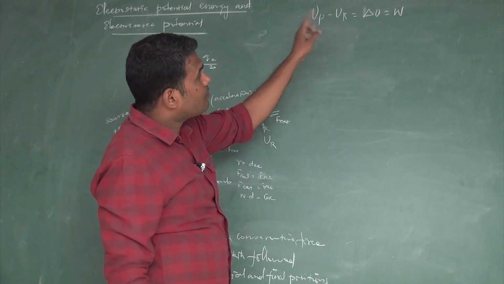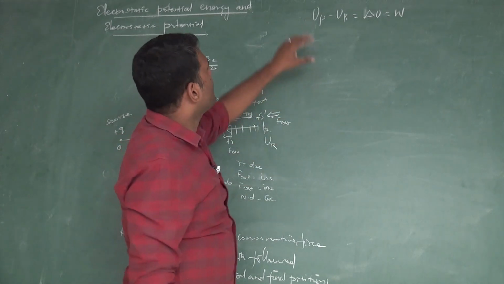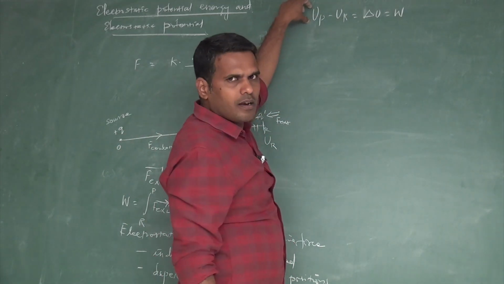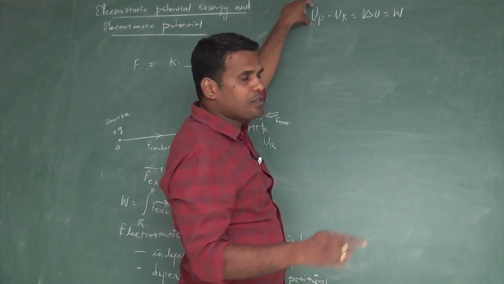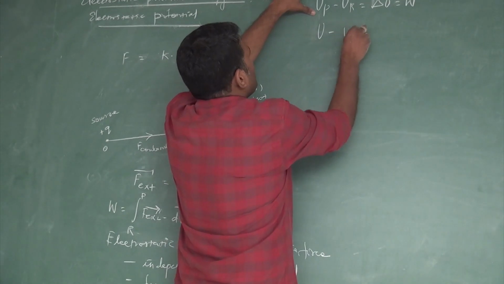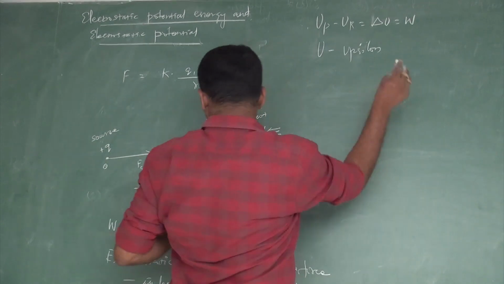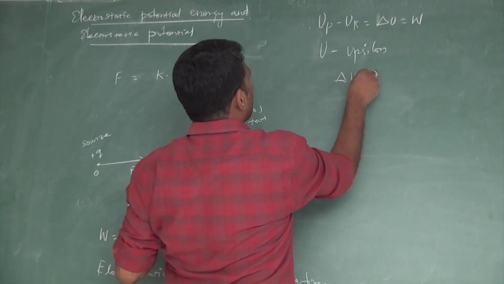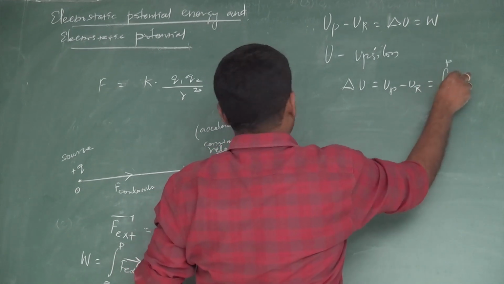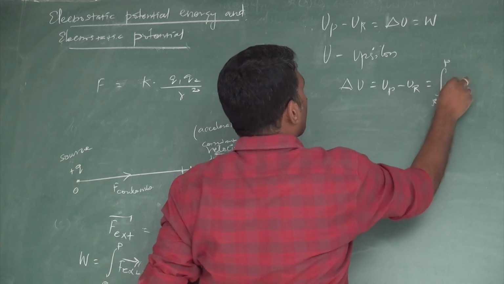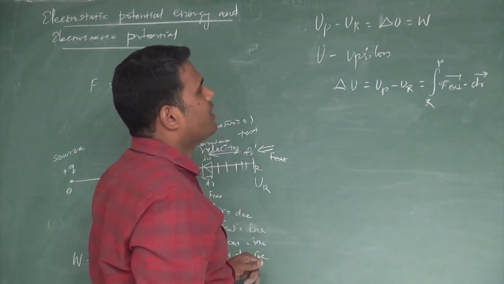So this work done must be equivalent to potential energy alone, and should not be equal to any change in kinetic energy. So UP minus UR, U upsilon is the representation for potential energy. U stands for upsilon, a Greek alphabet. UP minus UR equals delta U, which is equal to W. So I can write this expression as delta U equals UP minus UR equals integral R to P F external dot dr vector.